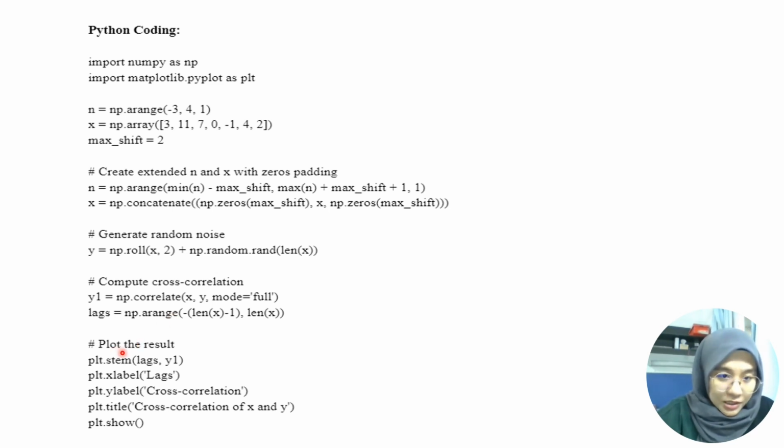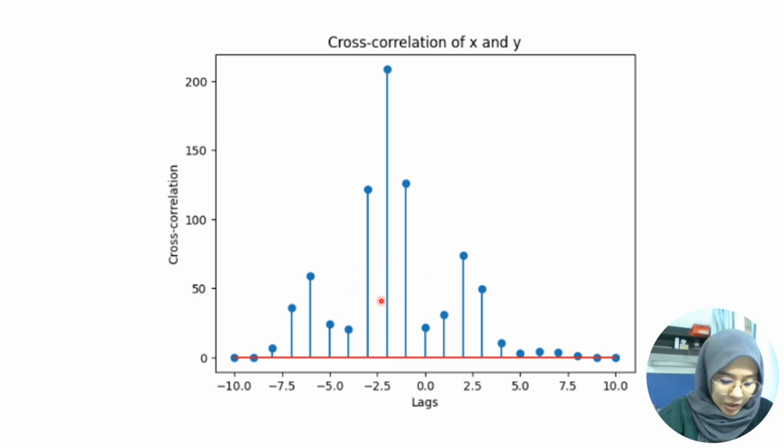At the plotting step, it plots the stem plot of the cross correlation values against lags using Matplotlib, which we already declared at the beginning of the code, and we set the labels for the x axis, y axis, and also the title. And plt.show just displays the plot, where this is the plot, and the stem plot shows the cross correlation between the original and shifted signals.